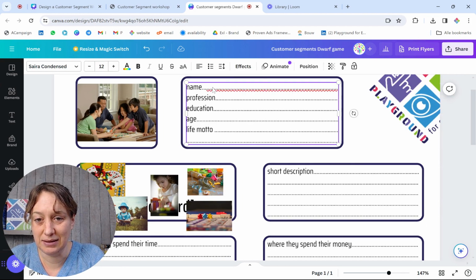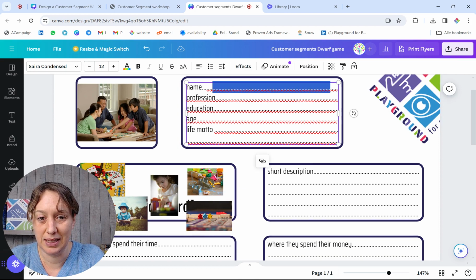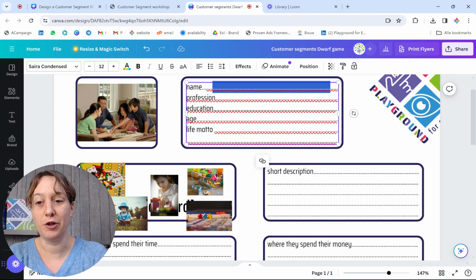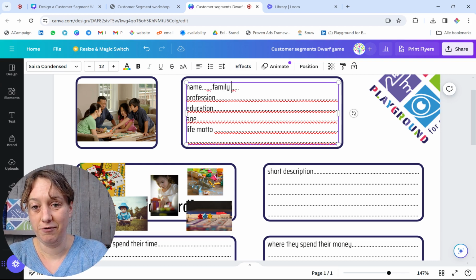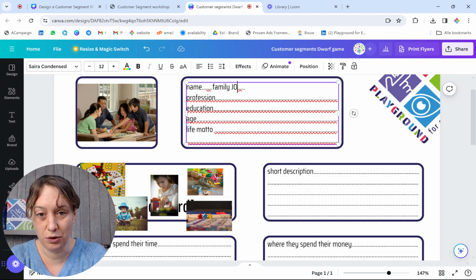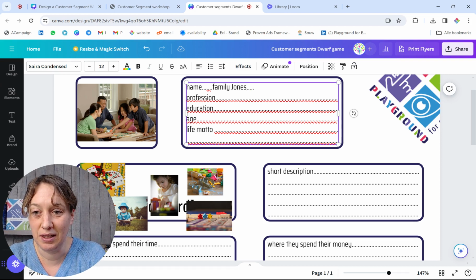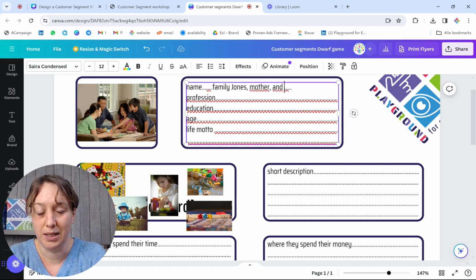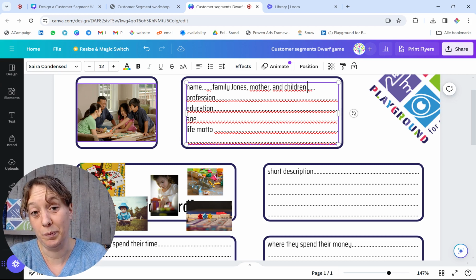So let's check this out. So this is the name. The name of our customer. So this would be a family, right? Family, let's call them Jones. The Joneses. And the Joneses, their main person would be the mother and children. The main customer for this game, so the mother would take the buying decision, and then the mother would buy it for the children and for the family to play.